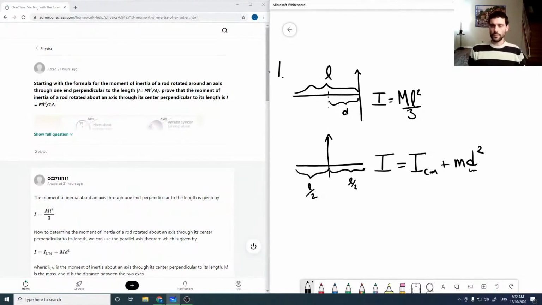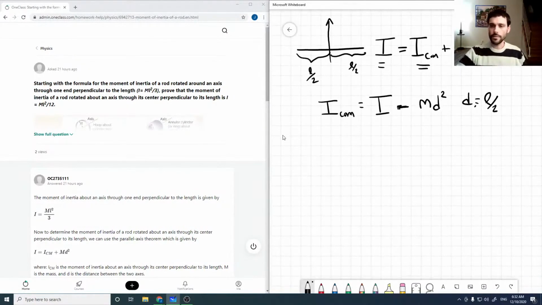In this case we're looking for the center of mass and we have a different one, so we'd want to rearrange this. Our I about the center of mass should just be our given I minus md squared. And then in this case our d is just L over 2.